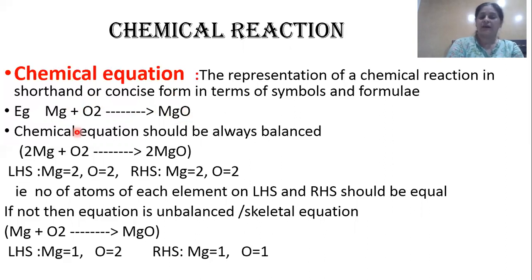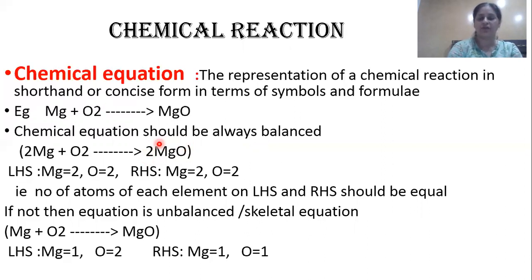Now, when you write a chemical equation, it's very important to see whether that equation is balanced or not. How do we find out whether an equation is balanced or not? We see the total number of atoms on the reactant side as well as the total number of atoms of each element on the right-hand side. In this equation, magnesium on the left-hand side is 2, and on the right-hand side also it is 2, because this 2 in front of the formula is for magnesium also, and this 2 is for oxygen also.